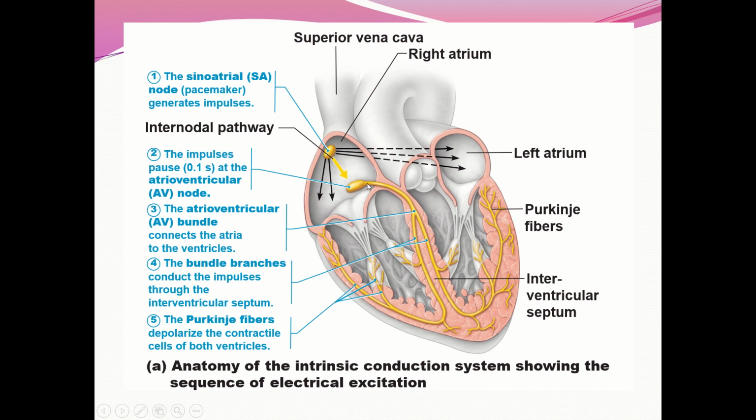So then, once the AV node conducts its impulses, they will travel down the bundle of His into the Purkinje fibers. And the Purkinje fibers will depolarize the contractile cells of both ventricles. And then the ventricles will undergo systole and contract.